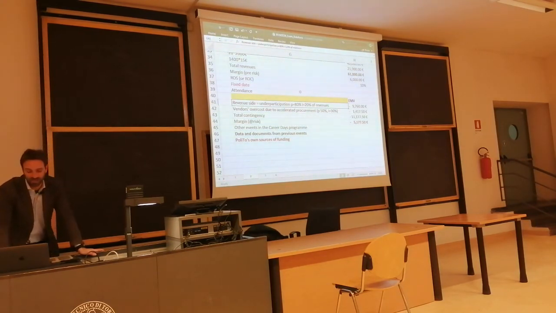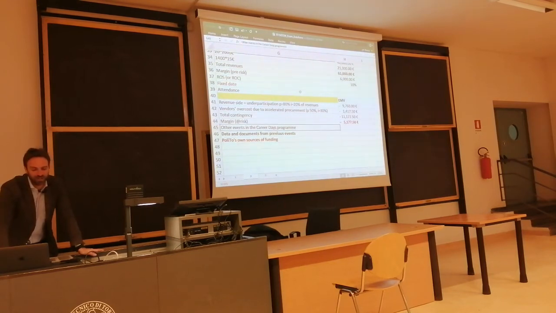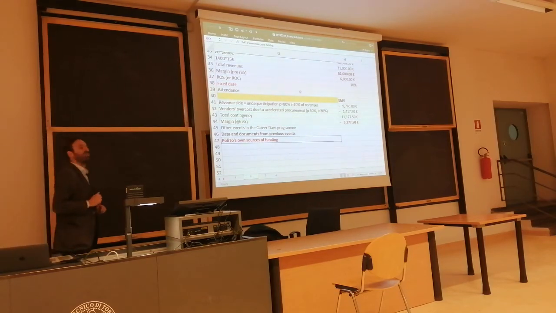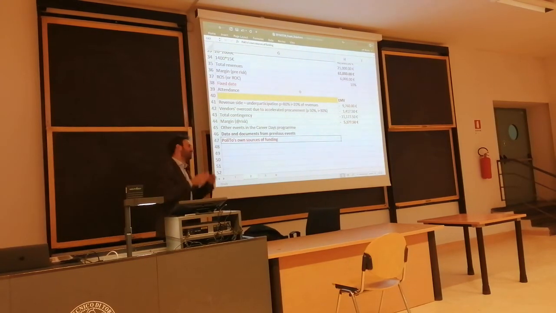Lower number of companies attending. So maybe having a margin at risk and we may fail to reach the budget. There may be other events in the Career Days program. And maybe Polito has not enough sources of funding for the project. It's just risk analysis. This was a very detailed solution. We don't pretend to give this detailed numerical solution, but at least to give understanding what a project charter is: a cover page, a schedule, a budget, stakeholders involved, and risk analysis. Right? Project charter. Everyone will come with their solution.